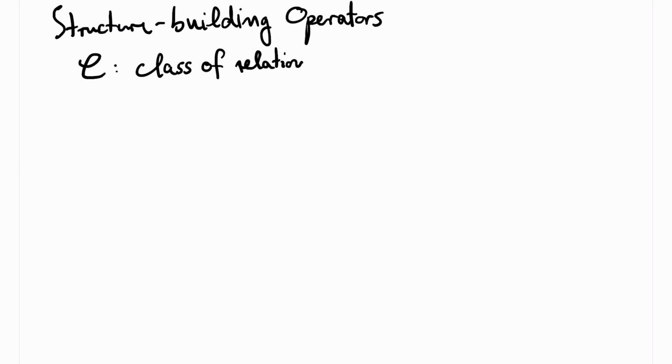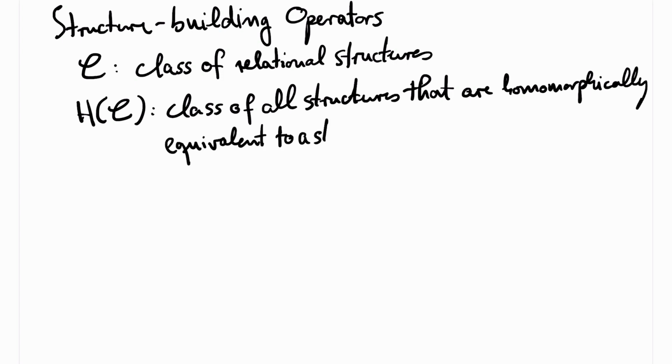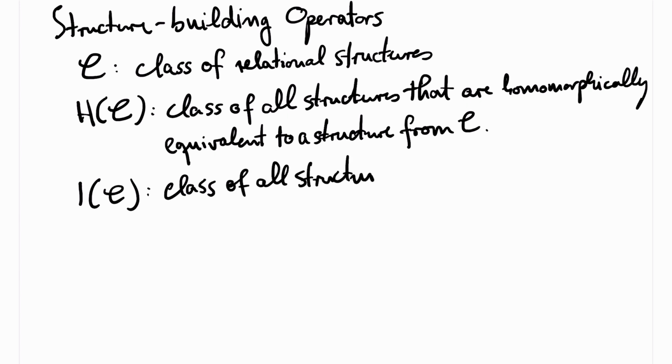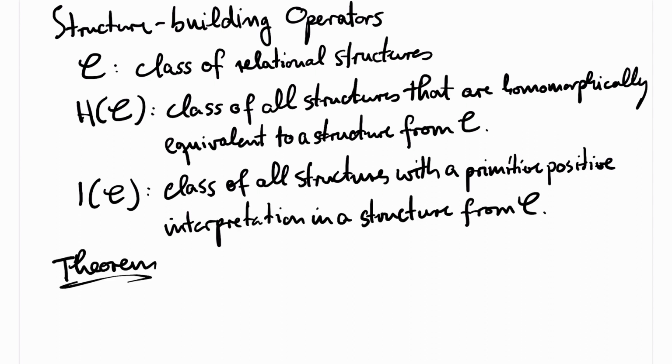So let's introduce some terminology. Let C be a class of structures. All structures today are relational. I will write H(C) for the class of all structures that are homomorphically equivalent to a structure from C. And I(C) I will write for the class of all structures with a primitive positive interpretation in a structure from C. We are interested in the smallest class D that contains C and that is closed under applying the operator H and the operator I.